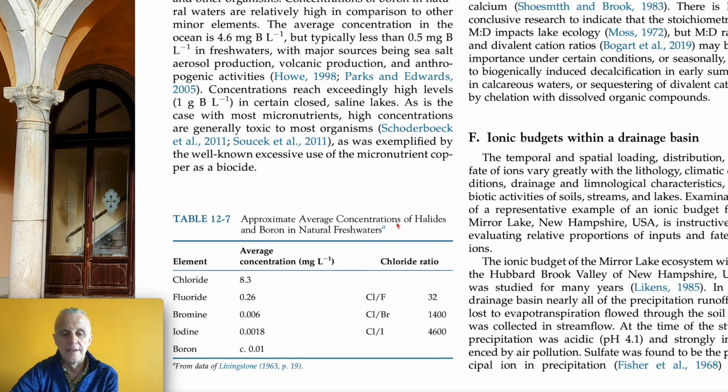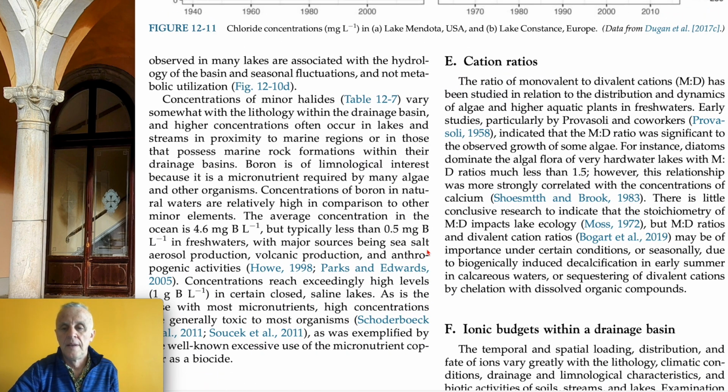So here we are looking at Table 12-7. We're looking at approximate average concentration of halide and boron in natural freshwaters. So chloride, fluoride, and then we have the chloride ratios: chloride to fluorine, chloride to bromine, and then chloride to iodine. So definitely, chloride takes a lion's share in terms of its prevalence as an ion in the natural fresh waters in this case.